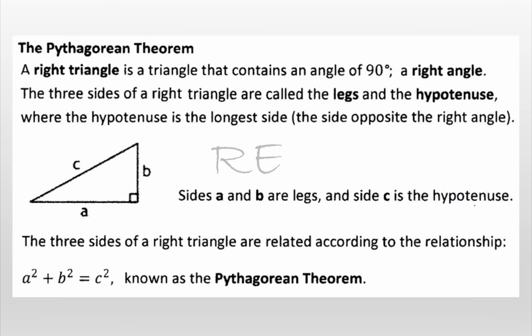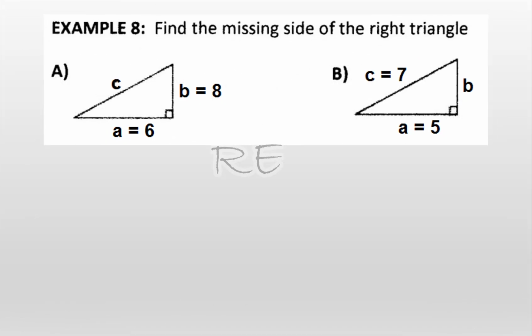In a right triangle, the square of the longest side, called the hypotenuse, c squared, is equal to the sum of the squares of the shorter sides, which are called legs. In the first problem, we are asked to find the hypotenuse, which is c, the longest side. C squared is equal to a squared plus b squared. C squared is equal to 6 squared plus 8 squared.